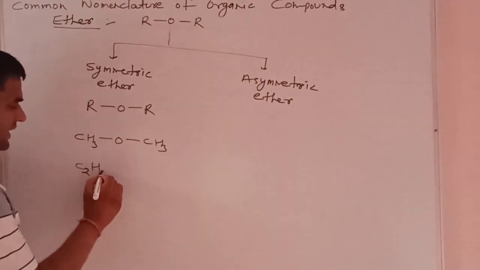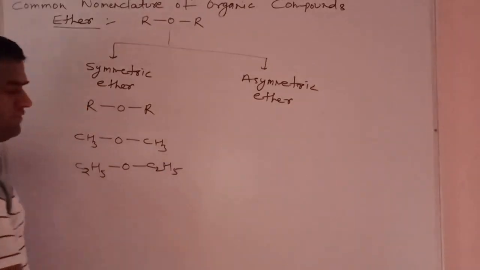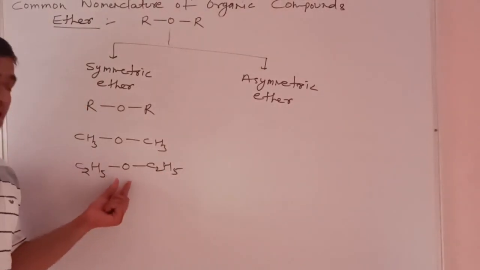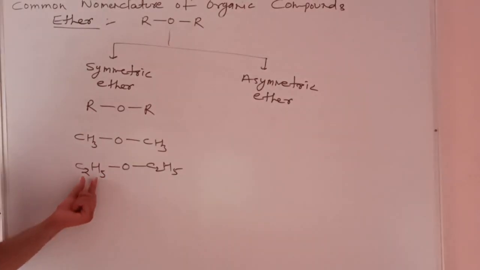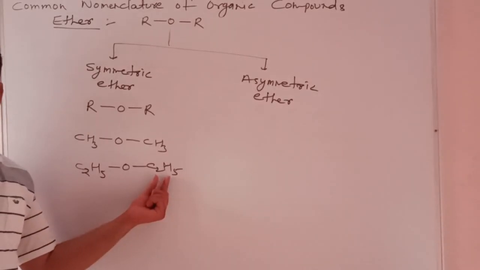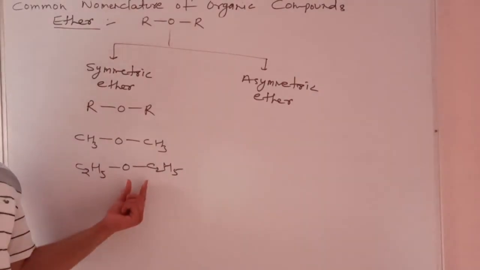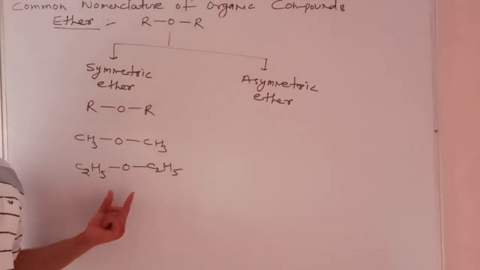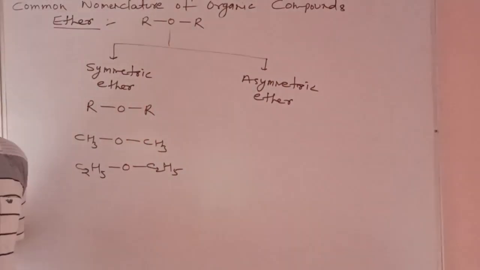Next example is C2H5OC2H5. Also in this ether, this group is C2H5 and this group is also C2H5. So in this ether also both groups are the same, so it is also symmetric ether.